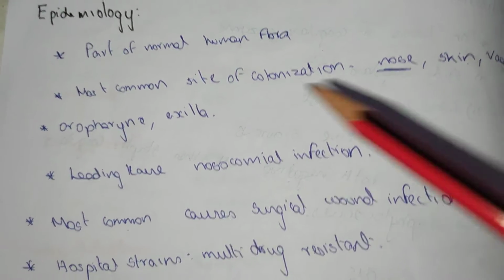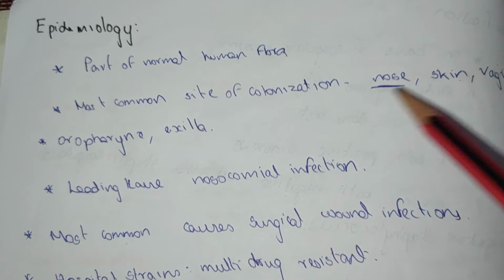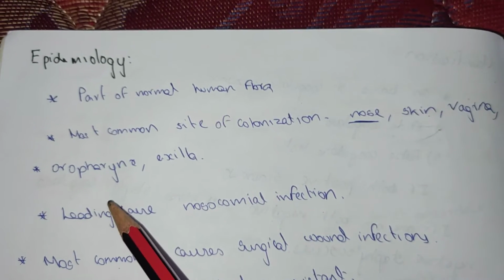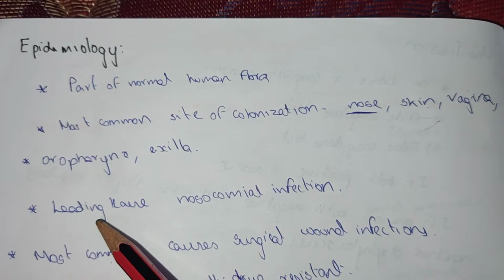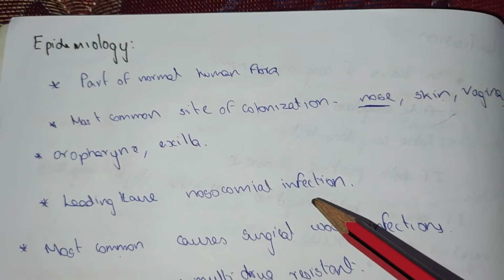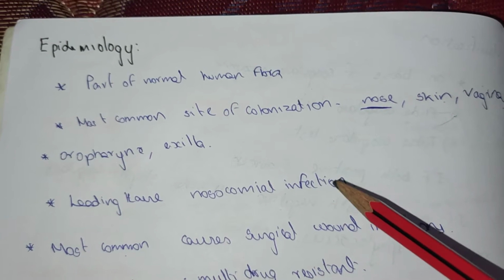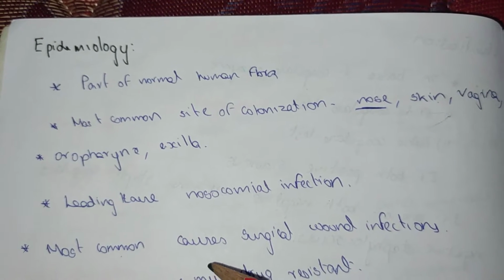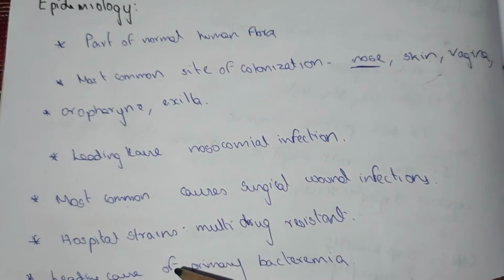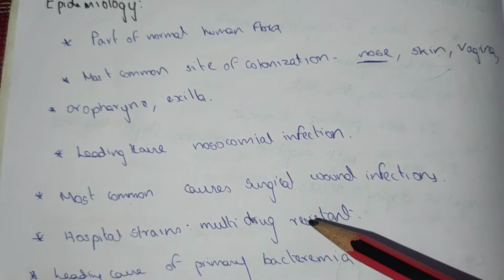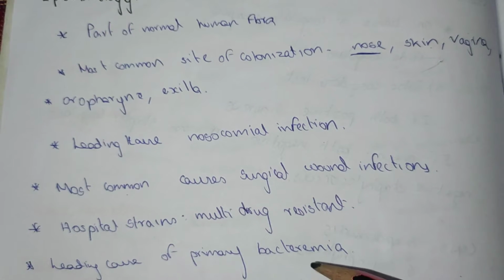Epidemiology. It is a part of normal flora. The most common sites of colonization are the nose, skin, vagina, oropharynx, and axilla. It is a leading cause of nosocomial infection, most commonly surgical wound infection. Hospital strains are multi-drug resistant. It is a leading cause of primary bacteremia.